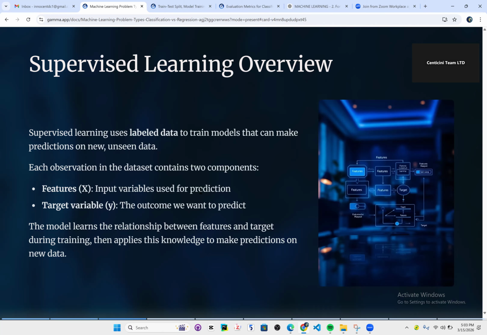Supervised learning uses labeled data to train models that can make predictions on new, unseen data. Anytime we talk about supervised learning, we assume we already have insights about what the labeled data means, what the observations are, the targets and the features. Each observation in the data set contains two components: features, which are the input variables used for prediction, and targets, which are the outcome we want to predict. The model learns the relationship between the features and the targets during training, then applies this knowledge to make predictions on new data.